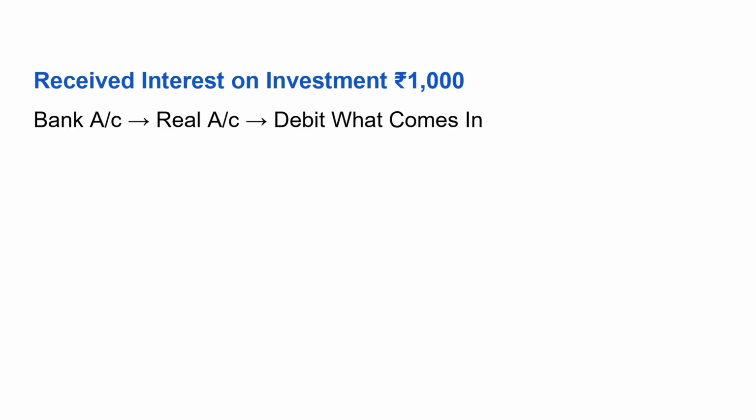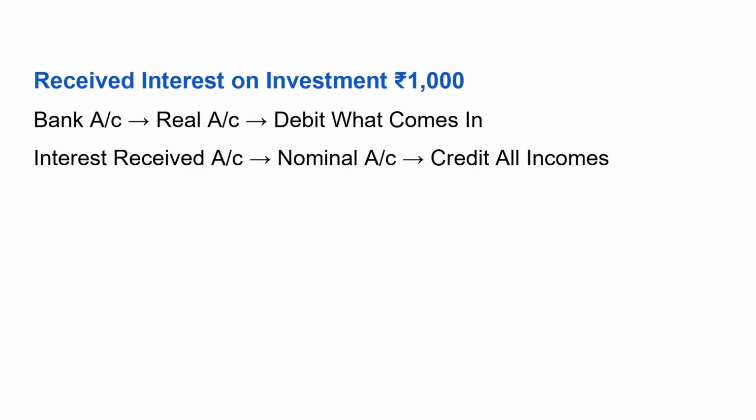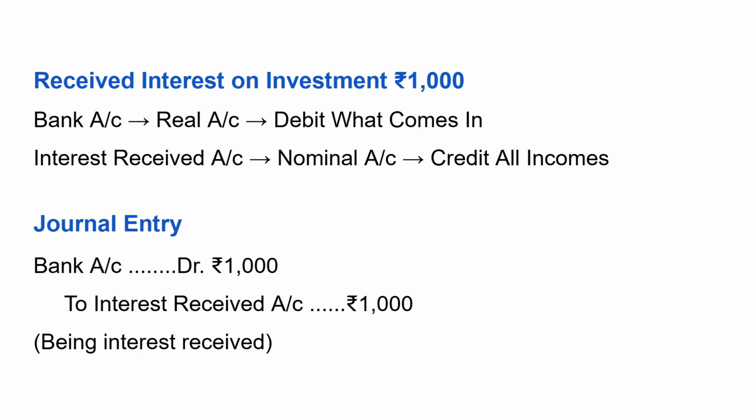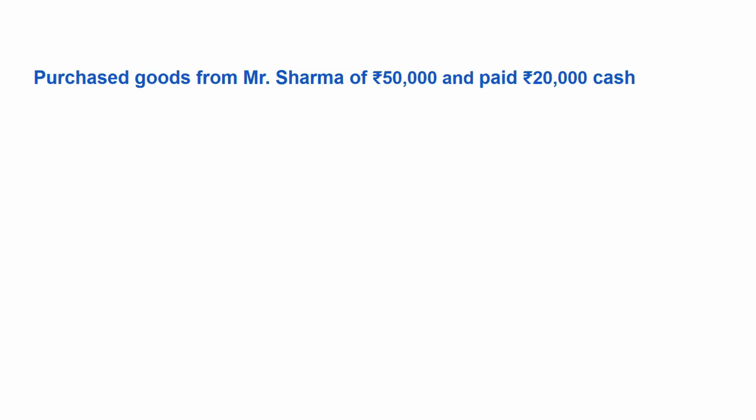Bank account is a real account and interest is received, so it is debit what comes in. And interest received account is income, so it is a nominal account, and the rule is credit all incomes. The journal entry is bank account debit 1000 rupees to interest received account 1000 rupees, and the narration is being interest received.